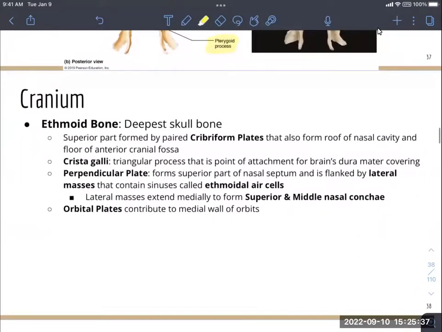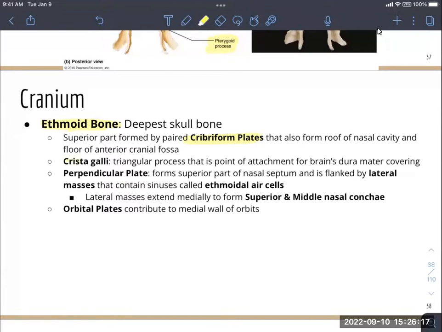Let's look at the ethmoid bone. This is the deepest bone in the skull. It helps to form the cribriform plate. That makes up the roof of your nasal cavity, and that's where your olfactory nerve for your nose has little finger-like projections that go through that cribriform plate and into your nasal cavity.